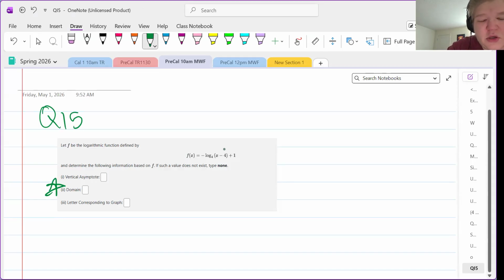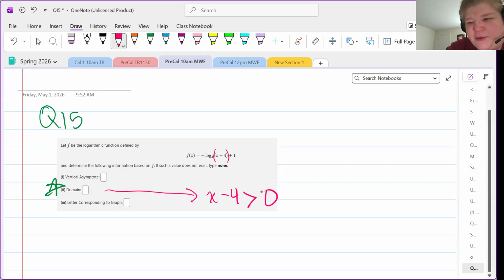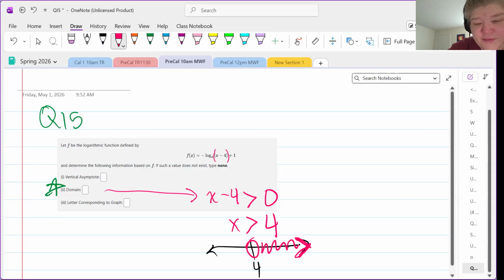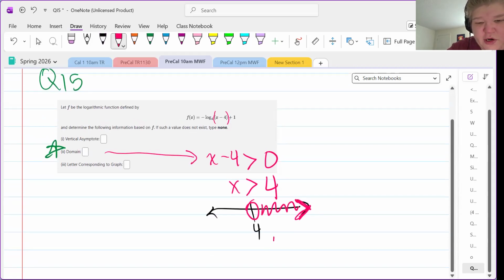So the domain we get by looking at the equation and then just taking whatever is inside the log and setting that greater than 0. So I would add the 4 over, and I have x is greater than 4. So on a number line, that's everything bigger than 4. So that gives us from 4 to infinity, and everything has parentheses for the domain.